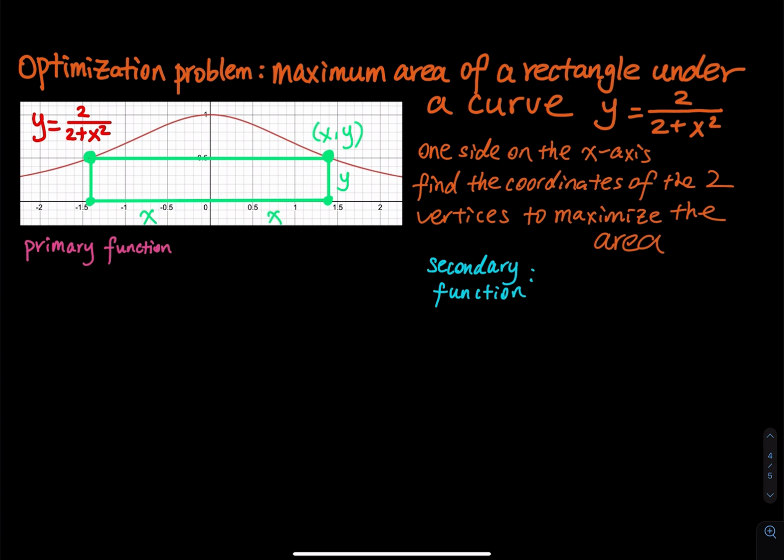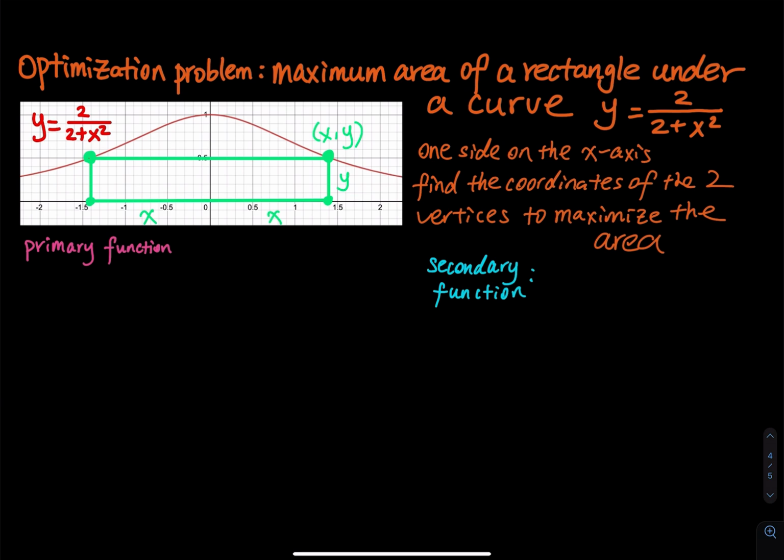All right, so this is an optimization problem. An optimization problem involves a graph, and after the graph you have to define the variables. So here, the variables are x and y, and the next step is you have to tell me the primary and the secondary function. So what are we trying to do? What is the question asking? The question is asking for maximum area, right? So it's asking for the area of a rectangle.